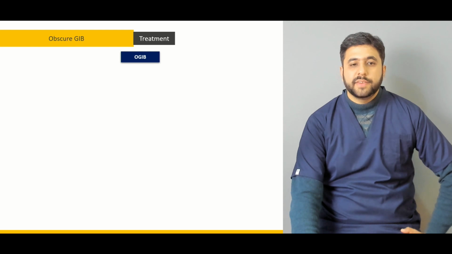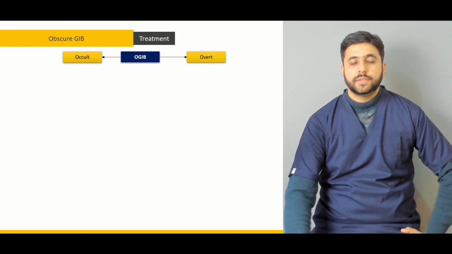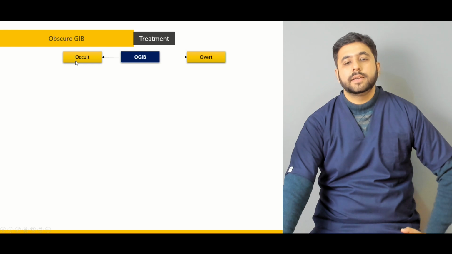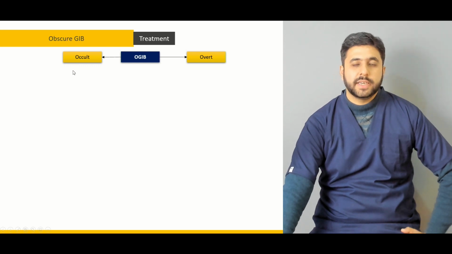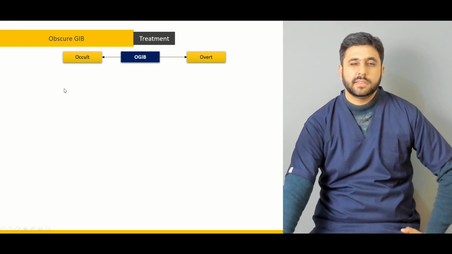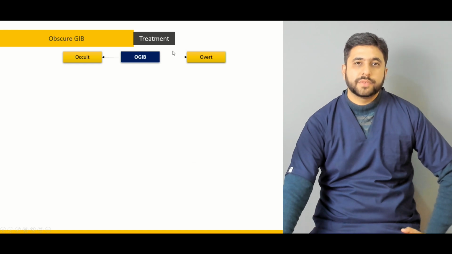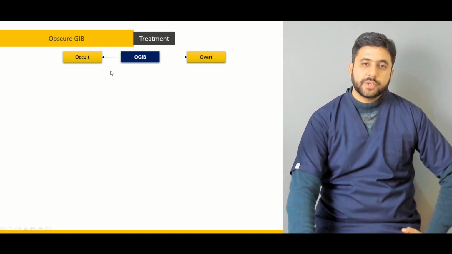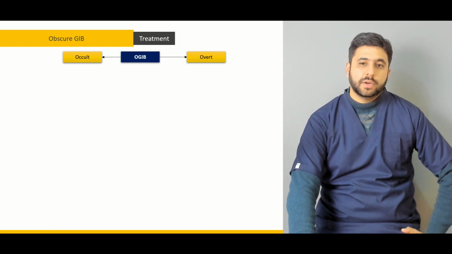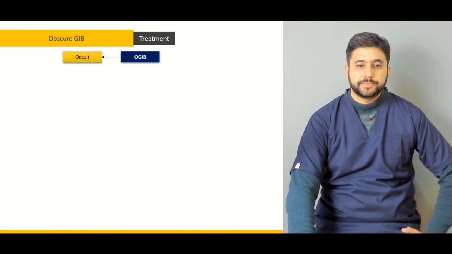Now, we have classified the bleeding as obscure GI bleeding. This can be either occult or overt bleeding. As you know, occult means hidden. For example, the patient might present with anemia or hemodynamic instability, for example, dyspnea or syncope, but there is no visible bleeding. That is called occult bleeding. But overt bleeding means that there is bleeding going on, but you are unable to find the source of that bleeding. So we are first going to discuss how we are going to manage the occult bleeding, and then later on the overt part of the bleeding.